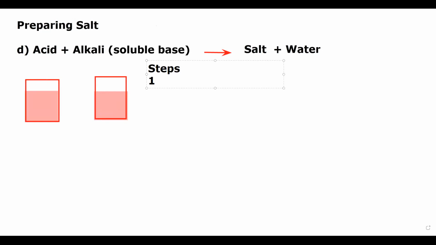Number one, we will fill the conical flask with acid. It is not necessary that it is acid, it can be filled with alkali. It's up to you. If you fill the conical flask with acid, then the burette will be filled with alkali. If the conical flask is filled with alkali, then the burette is filled with acid. So the opposite can be done. So fill the conical flask with an acid.